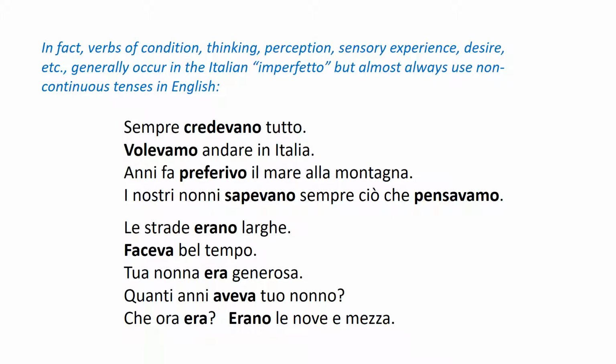Le strade erano larghe. The roads were wide. Faceva bel tempo. It was beautiful weather out. Tua nonna era generosa. Your grandmother was generous. Quanti anni aveva tuo nonno? How old was your grandfather? E che ora era? Erano le 9:30. What time was it? It was 9:30.